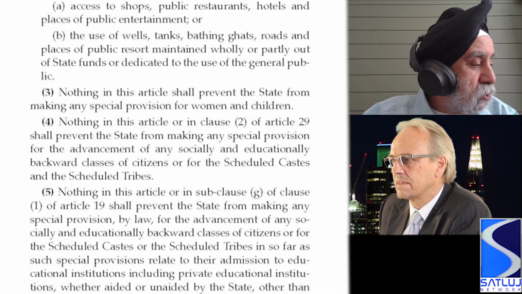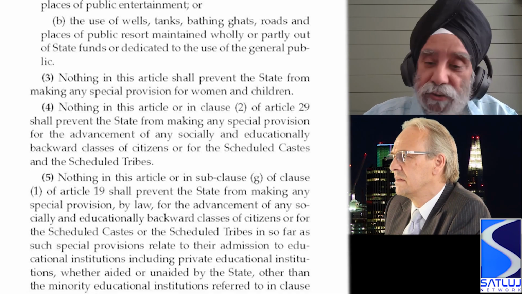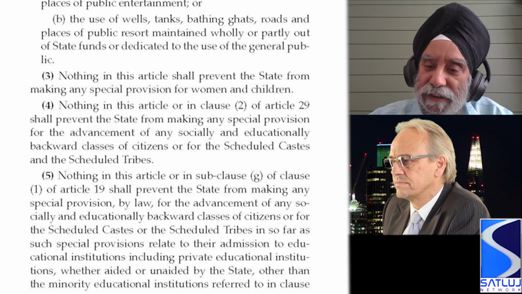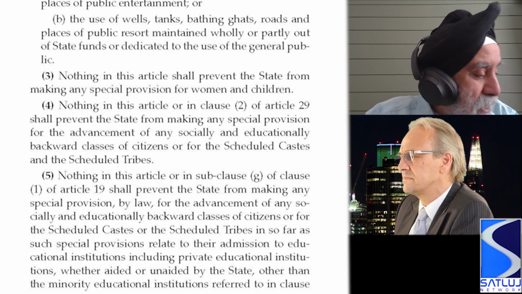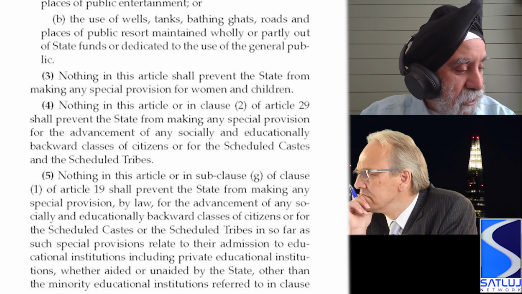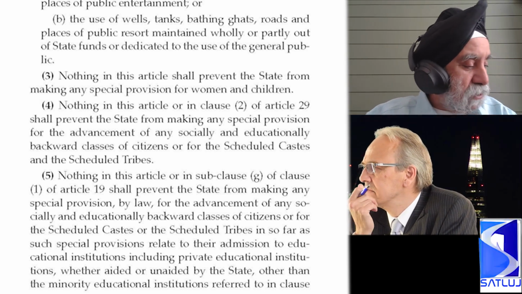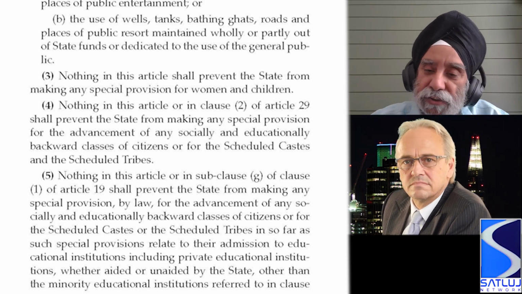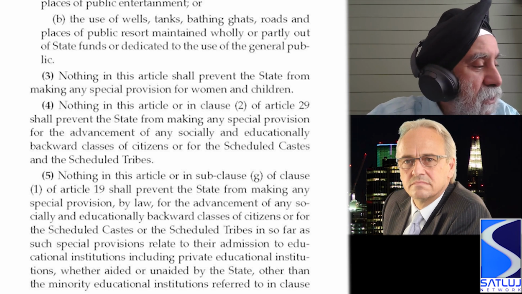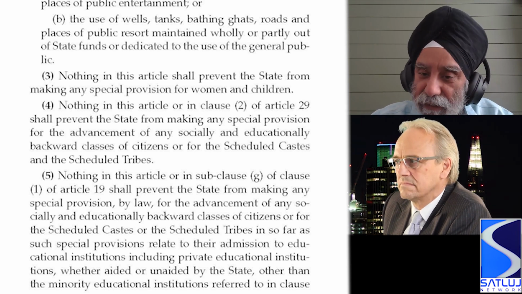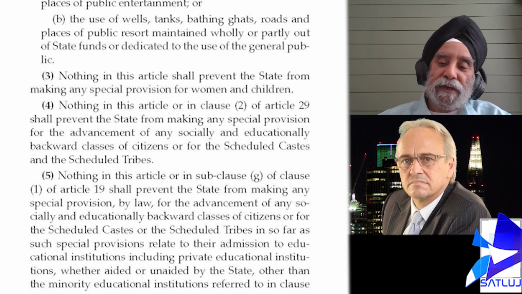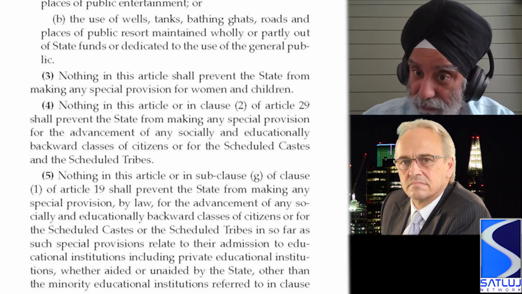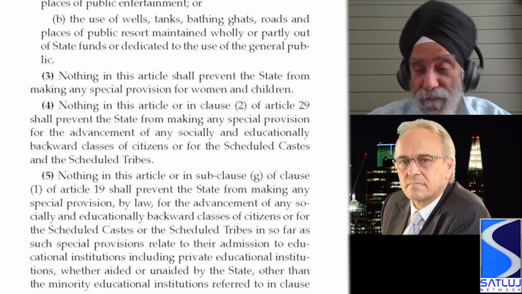Let's go back to Article 15, clause number 3. Now again, here, as I said, you're going to find inconsistencies and contradictions. "Nothing in this article shall prevent the state from making any special provisions for women and children." Now already you can begin to say, wait a minute. Earlier it was saying it's not going to do any of that. Now the state wants to make special provisions for women and children. It doesn't say what, but they're going to do it.